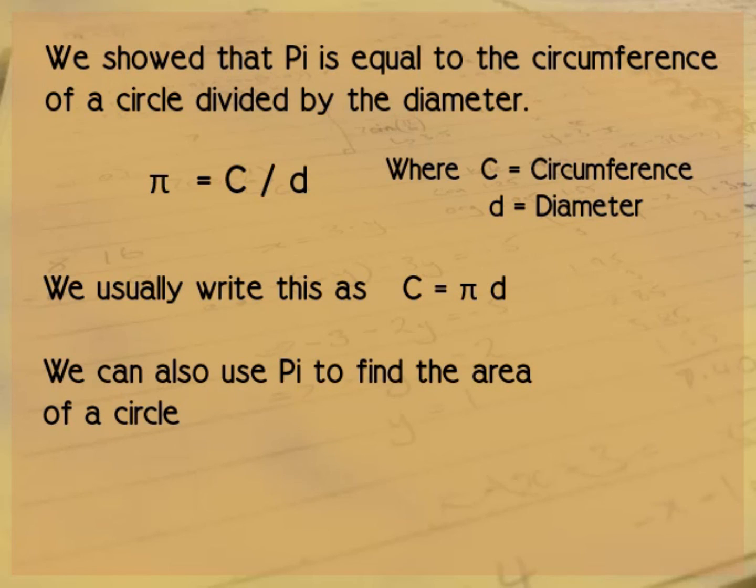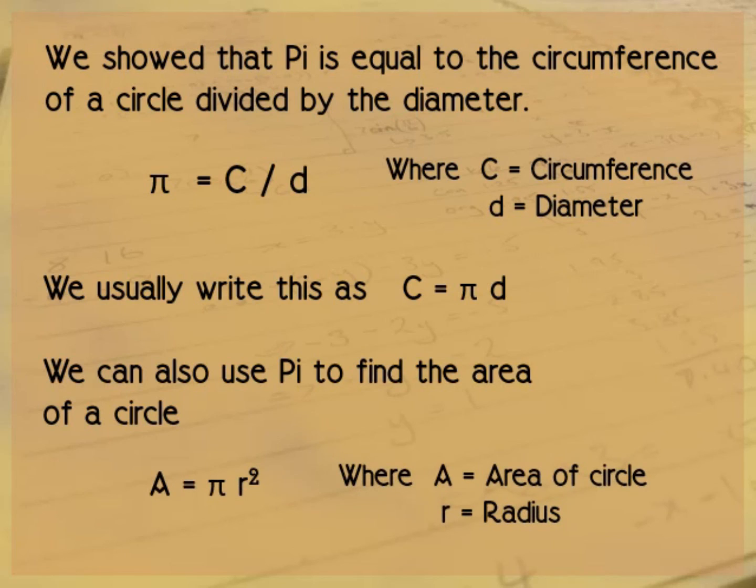We can also use pi to find the area of a circle. Now, I'm not going to prove this, but the area of a circle is pi times r squared. So you take the radius of the circle, square it, and multiply it by pi, and you have the area of the circle. So those are the two basic circle equations which we use when working with our mathematical constant pi.